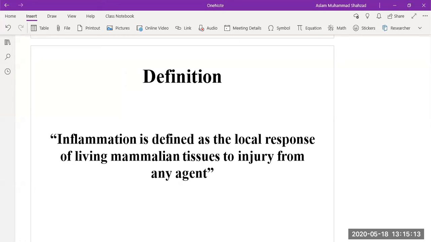So it is defined as the local response of living mammalian tissues to injury from any agent, and that agent could be toxic, could be any chemical, could be a drug.